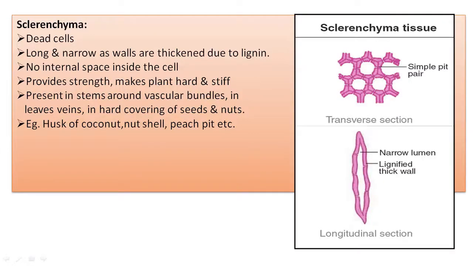Sclerenchyma cells are mostly dead. They are long and narrow, with walls thickened due to lignin. There is no internal space inside the cell. They provide strength and make the plant hard and stiff. They are present in stems around vascular bundles, in leaf veins, in the hard covering of seeds and nuts, in the husk of coconut, in the shell, in peach pits, etc. All this hardening is due to sclerenchyma.